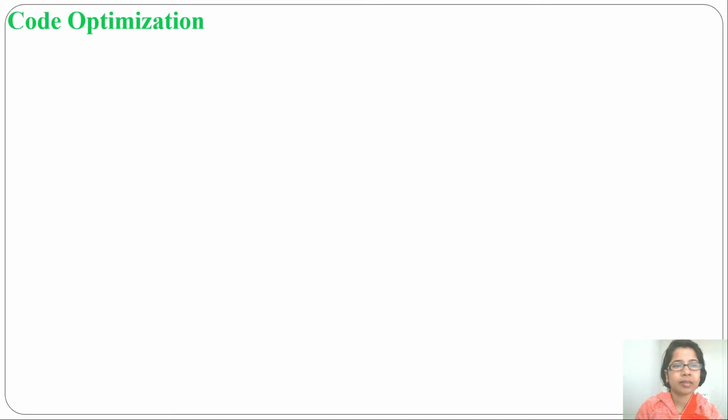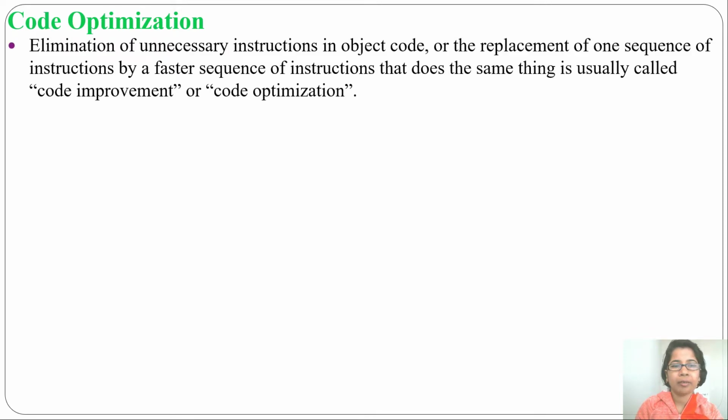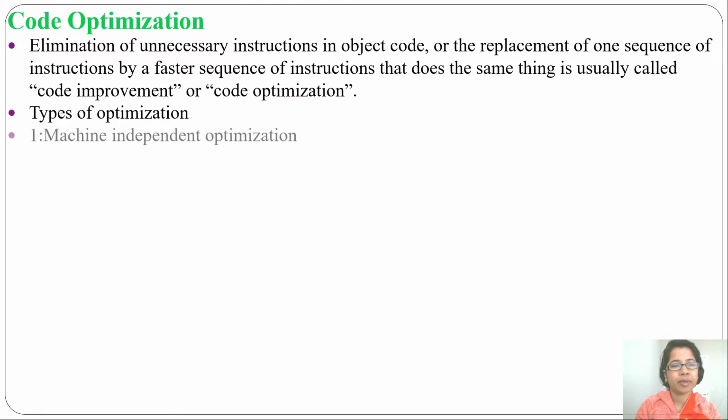Hi, let's discuss code optimization. Elimination of unnecessary instructions in object code, or the replacement of one sequence of instructions by a faster sequence of instructions that does the same thing, is called code improvement or code optimization. When we are removing unnecessary instructions or replacing them with a faster sequence of instructions, that is called code optimization. There are two types of code optimization. One is machine independent optimization, another is machine dependent optimization.